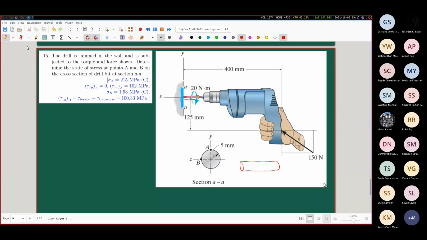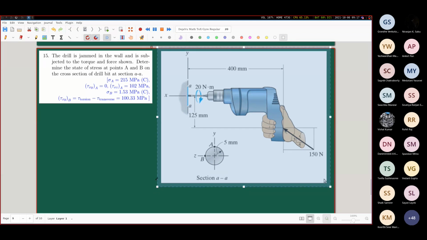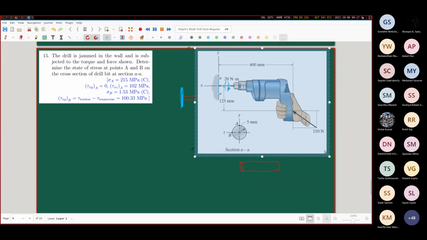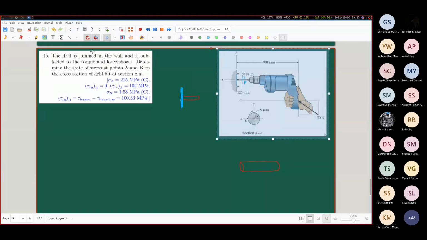Now it is time to actually solve this problem. You have thought about it a little bit. And these things are quite separate, so I'll just remove this.